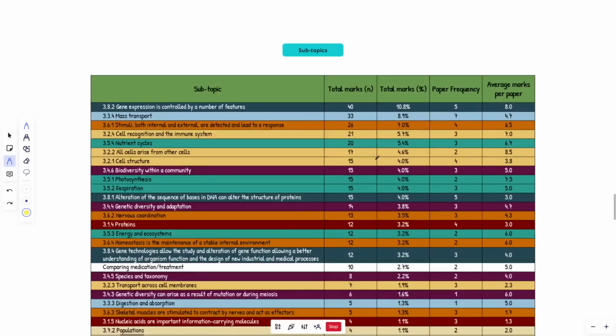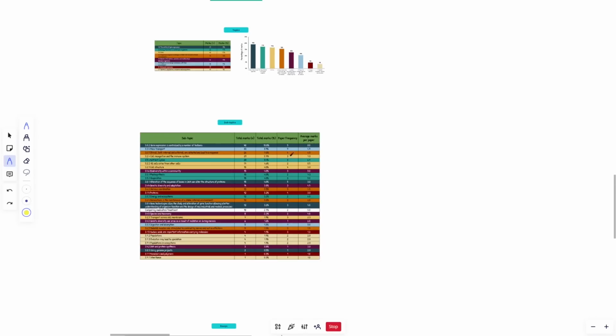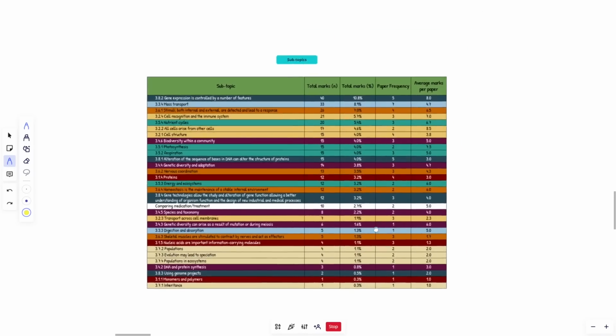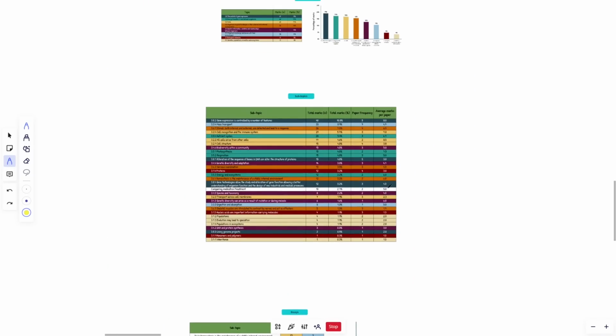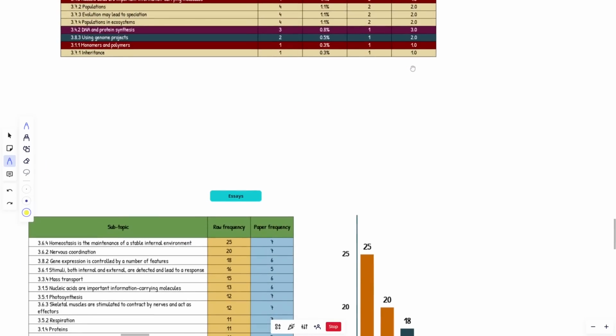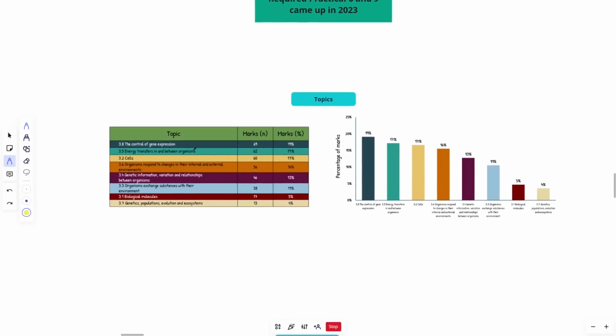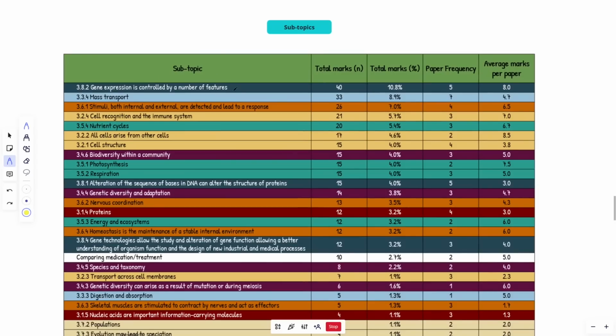So subtopics, let's do this. I honestly couldn't be bothered doing a graph for this because it takes so much time, color coding everything, so I just did a table. After this, we'll look at the essays, which I did color code the graph for. So as we can see, even though the overall topic, control of gene expression, has some minor subtopics in it, the key subtopic is 3.8.2, gene expression is controlled by a number of features.